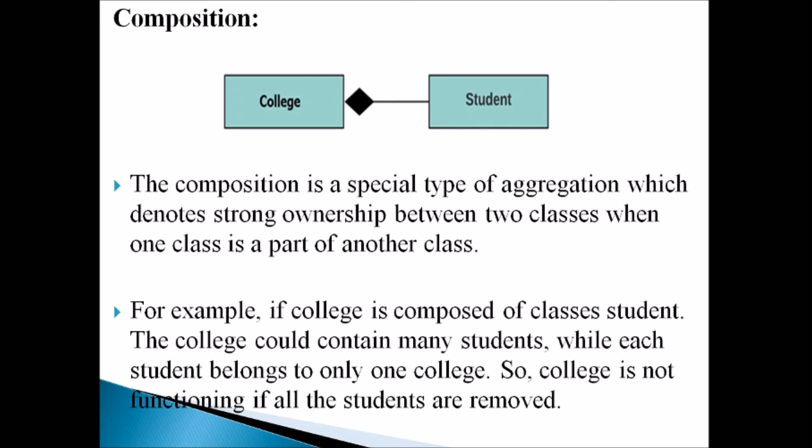The college is not functioning if all the students are removed. In the previous relationship, we discussed that if students are not in the class, the classrooms may remain in the college, isn't it? That is what is called the previous relationship. But here, if there are no students in the college, then why should the college function? The college will not function if there are no students. That is what is called composition.